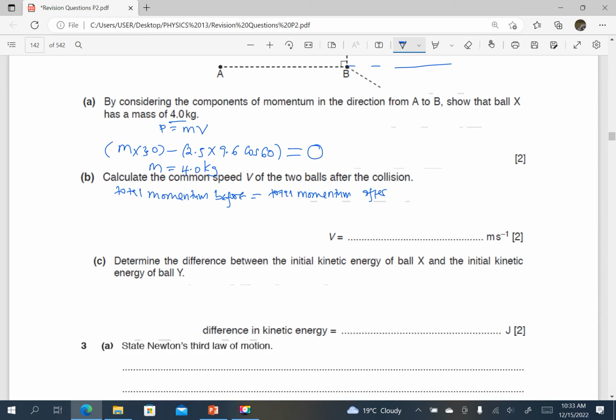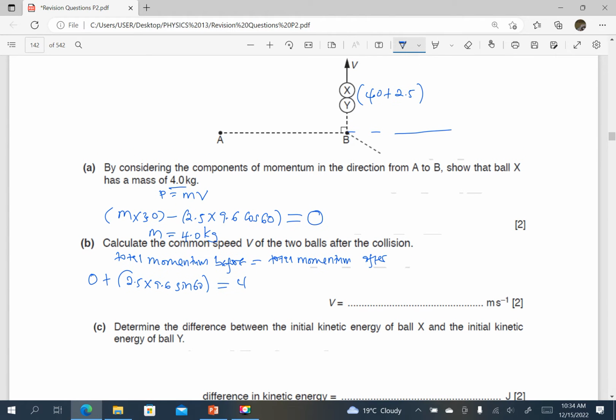Okay, so total momentum before collision in the vertical. We are considering a vertical motion. Total momentum before collision in the vertical is actually 2.5 times 9.6 sine of 60. This was for y, because for x it was initially moving in the horizontal, its momentum was 0. So this should be called total momentum after collision, where they stick together. They move with the common velocity v as shown in the second diagram.